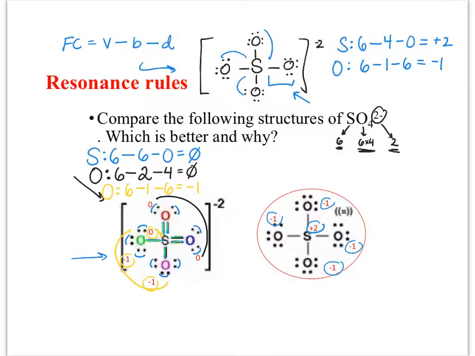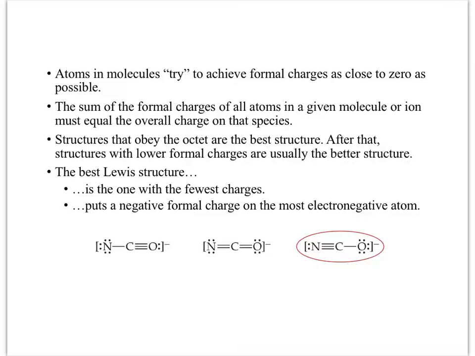So why am I picking the one on the right versus the one on the left? In a molecule, you want to get formal charges as close to 0 as you possibly can. Another thing that has to be considered is that the sum of all of the formal charges on all of the atoms in the particular substance must equal the overall charge on that species.